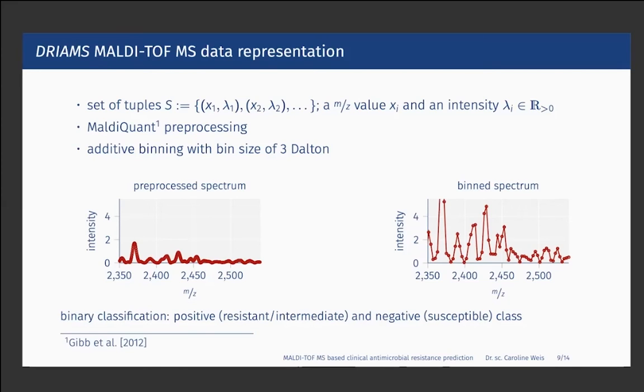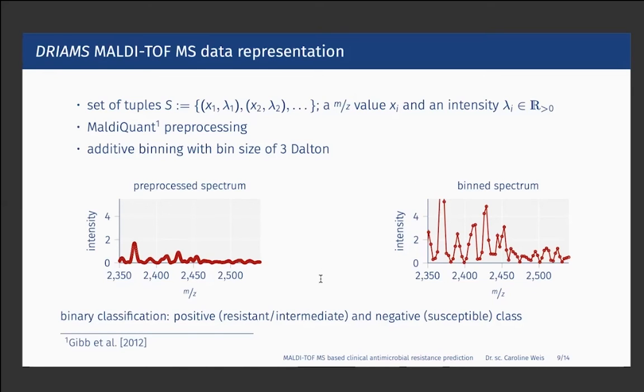In order to obtain fixed length vectors for machine learning algorithms, the measurement pairs are binned by adding up all points within a certain bin range. And we use a bin size of 3 Dalton. These graphs illustrate the effect of the binning from pre-processed spectrum to binned feature vector.